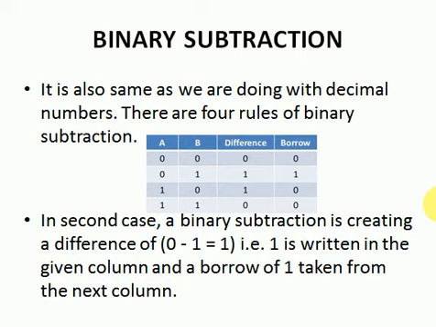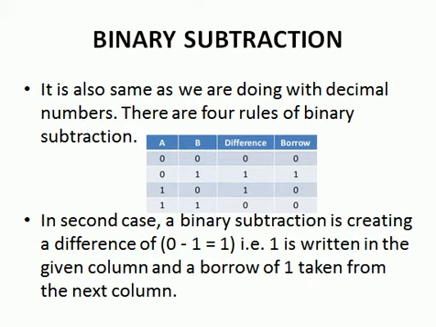It is also the same as what we do with decimal numbers. Now, there are 4 rules. If we are subtracting 0 from 0, we get no difference and no borrowing. But if we are subtracting 1 from 0, we have to take a borrow from the next number, then it will be greater and you can subtract. I'll talk about the second rule after understanding the third and fourth rules. So 1 minus 0 is 1, and 1 minus 1 is 0.